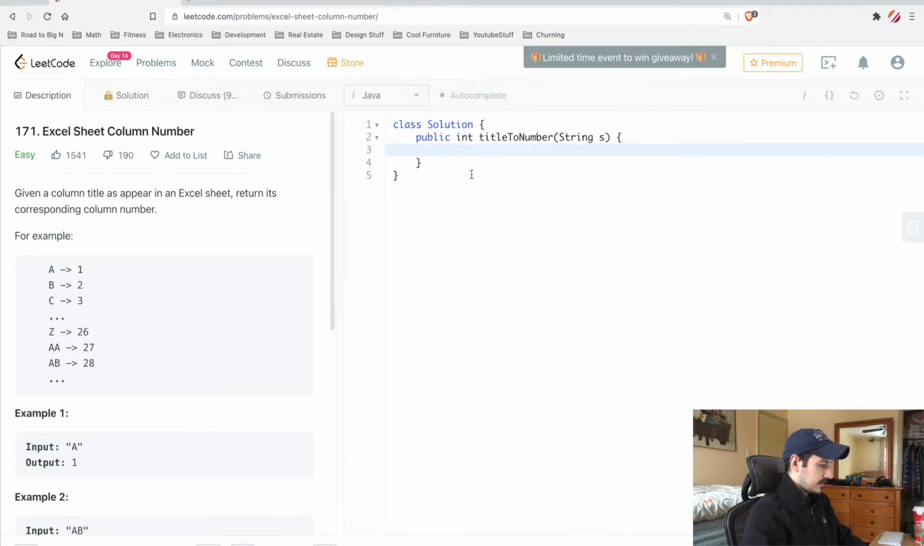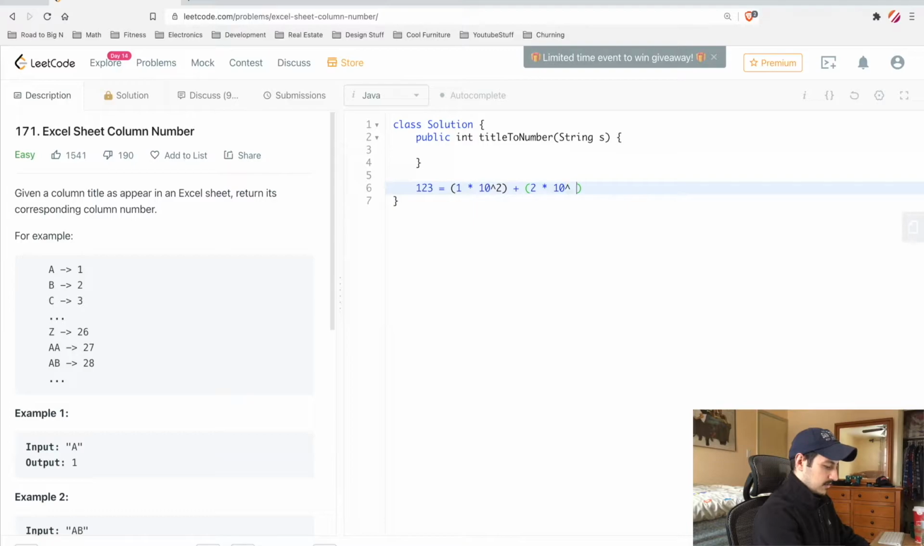in the Excel sheet. So if we look at the possible values in each digit here, there's 26 possible values for each digit. And this also kind of corresponds to our decimal numbering system. So if we look at 1, 2, and 3, and we break this down, this has a base of 10. So there's 10 possible values in each digit of this numbering system. So we can see that the way we arrive at this value here is 1 times 10 raised to the second power plus 2 times 10 raised to the first power plus 3 times 10 raised to the 0th power.